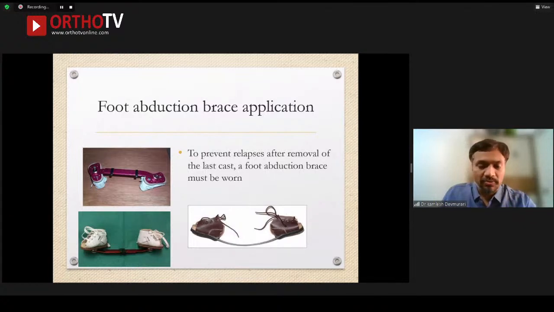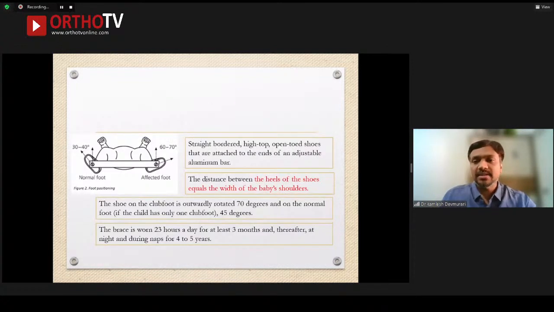There are different varieties of foot abduction braces available. But the principle is both feet should be in high-top shoes, attached to the ends of an adjustable aluminum bar. The distance between the heels of the shoes should be equal to the baby's shoulder width. The shoes of the clubfoot side are outward rotated 60 to 70 degrees. Whenever there is a unilateral clubfoot, the normal foot should be in external rotation up to 30 to 40 degrees. And the ideal Ponseti protocol is the brace should be worn 23 hours a day for at least 3 months, and then at night and during nap time.